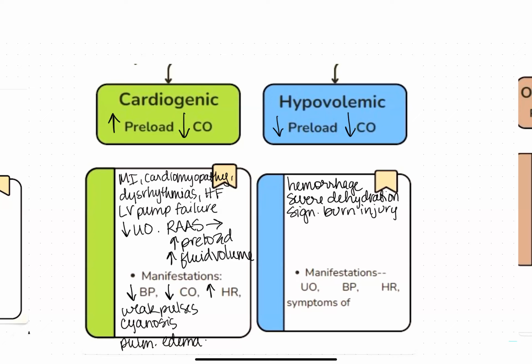With hypovolemic shock, there's inadequate blood volume that results in the decreased cardiac output, and so there's not enough cardiac output to meet the needs of the body. Manifestations of hypovolemic shock may start to be seen when there's 15 to 20% of the body's blood volume lost.